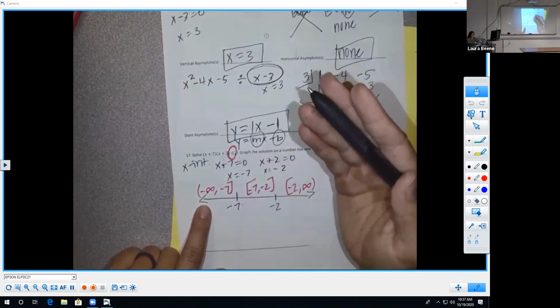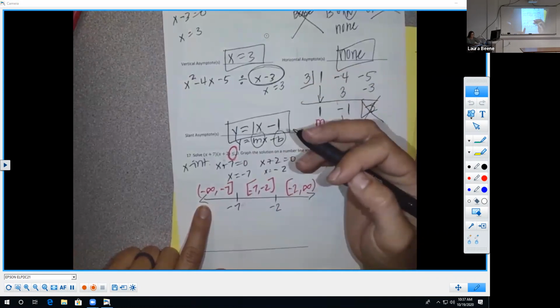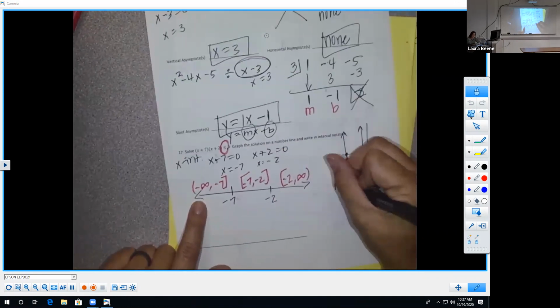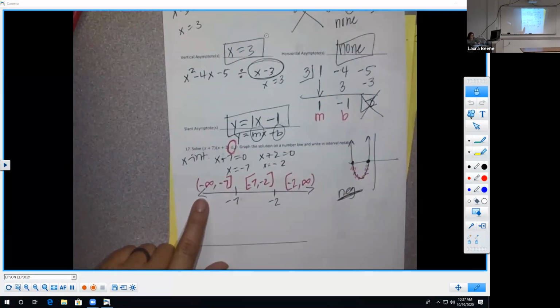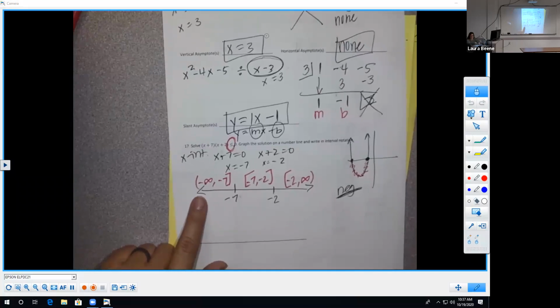What kind of numbers are less than or equal to 0? 0 is equal to 0, yes. But what kind of numbers are less than? Negative numbers. So I'm going to plug it in and I'm looking for negative numbers here. I don't care what the number is. It could be 100, it could be 1,000, it could be 1,000,000. I just want to know, is it negative or positive?